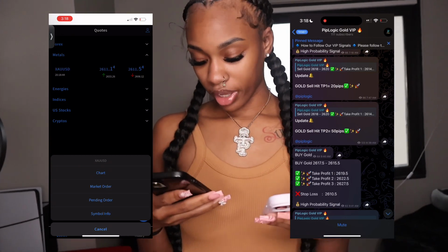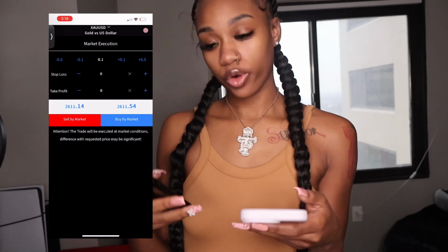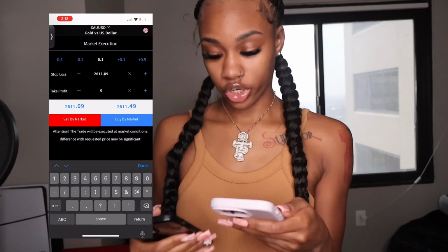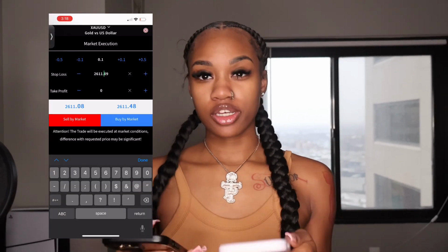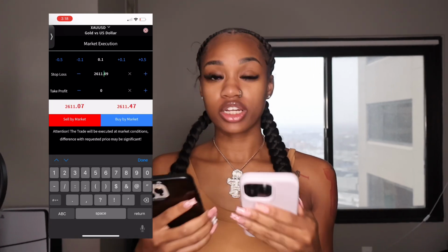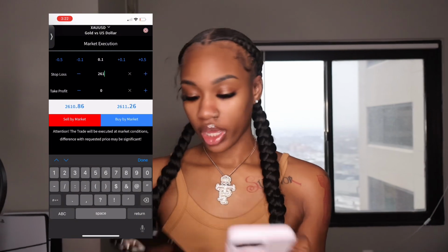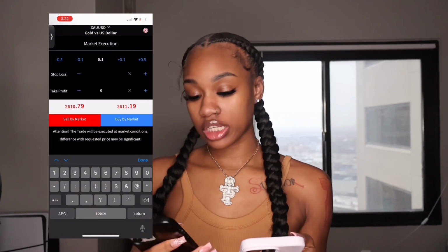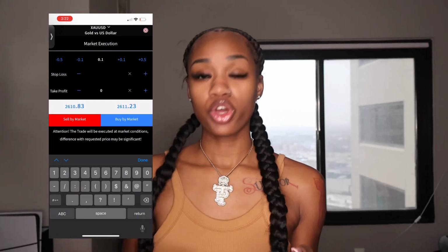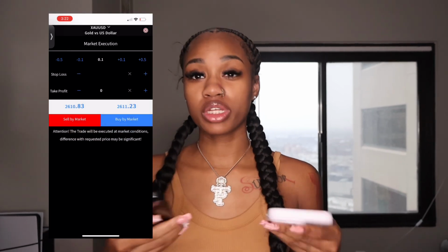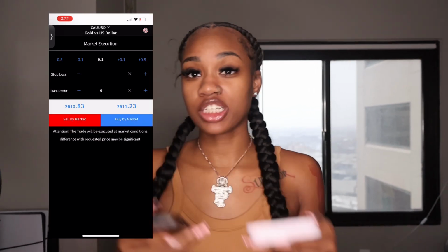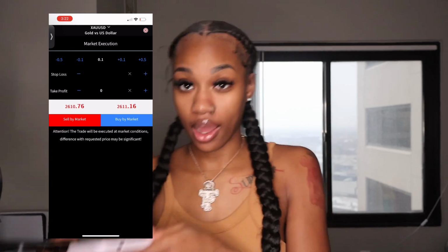You're going to go to the trading platform and press market order, because this is a market execution order. Gold is normally written in the chat as buy or sell gold, but on the broker it'll say XAU USD. First, where you see these numbers, the 0.5, the 0.1, that's called a lot size. You're going to put the correct lot size that matches however much money you have in your account.